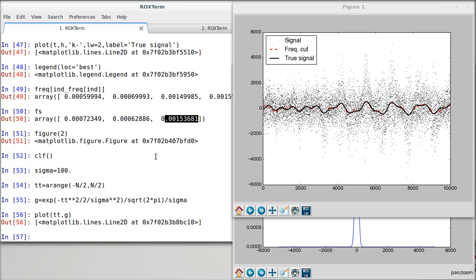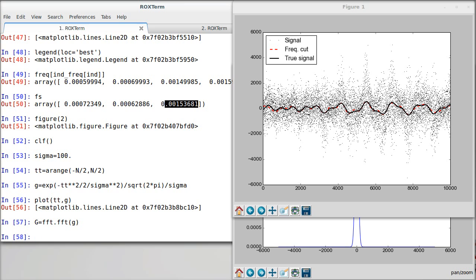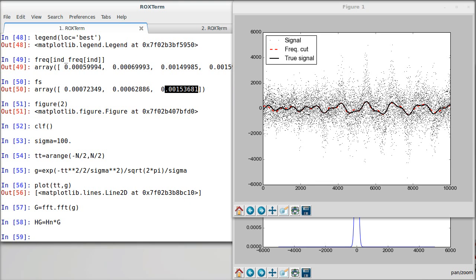Well, we've talked about how to do that. We've talked about how we can do this using Fourier transforms by just multiplying them. So we already have the Fourier transform of our data. Let's take the Fourier transform of our Gaussian. And now the convolution of these, let's just call it hg, is just hn times g. So there's our convolution. This is smoothing our function with a Gaussian.